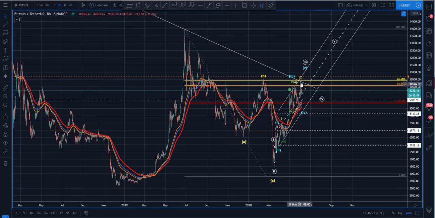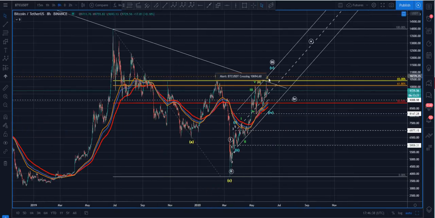Now, if you're a technician, you live for that, right? That's just, oh my God, right? That's a technical big O right there. You can't make this up, right? So the fact that it's hitting the trend line as it hits the 65 is just absolutely remarkable.